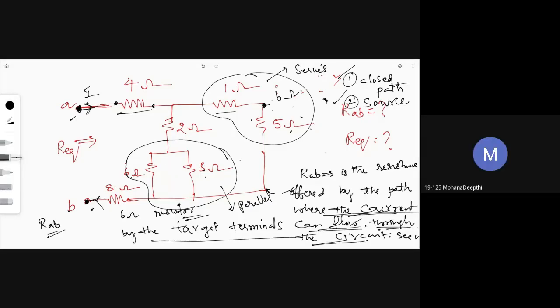2 ohms. Now this 2 ohm and this 2 ohm are connected in series. So 2 plus 2, 4 ohms. This 4 and this 6 ohm both are connected in parallel. So 4 into 6 by 4 plus 6, 2.4. So this 2.4 is in series with the 4 ohm and 8 ohm.